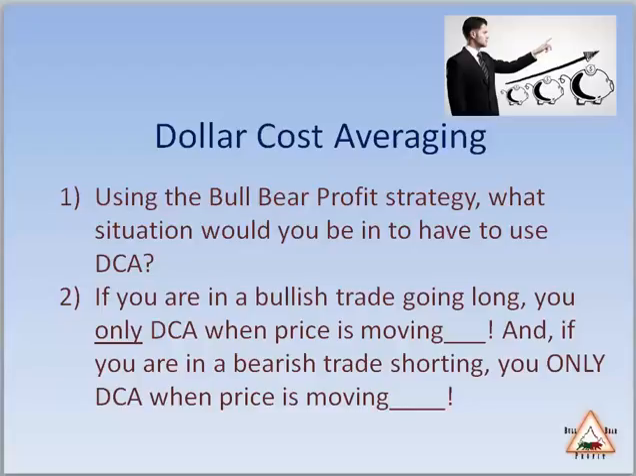Good job. Number two, if you are in a bullish trade going long, you only DCA when price is moving what? And if you are in a bearish trade shorting, you only DCA when price is moving what? So the first one, if you're in a bullish trade going long, you only dollar cost average when the price is moving down. If you're in a bullish trade going long, oh, and the price is going up. Well, which is your answer? You said both. It's up. Yes, you're correct.